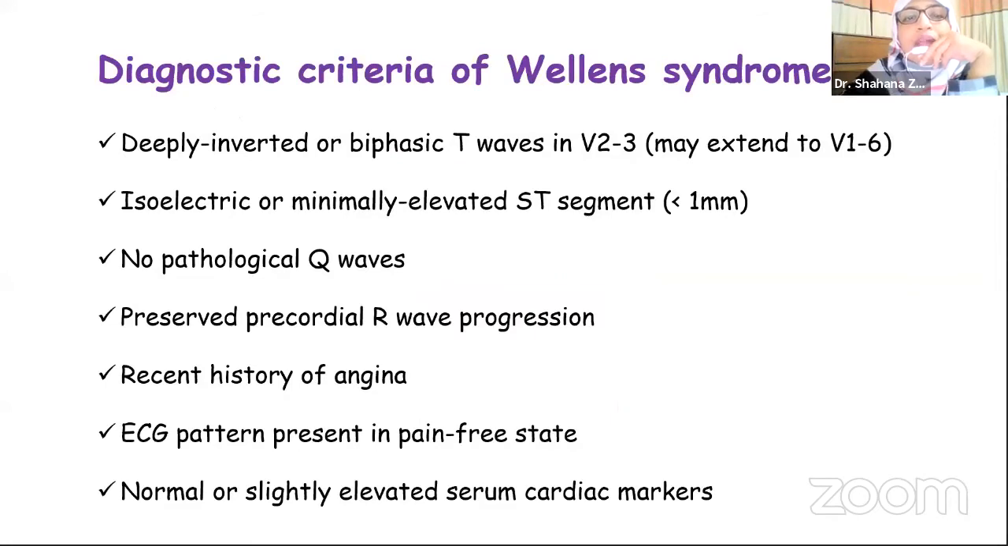There are some diagnostic criteria of Wellens' syndrome. Deeply inverted or biphasic T waves in V2 to V3, which may extend to V1 to V6. Isoelectric or minimally elevated ST segment, less than 1 millimeter. No pathological Q waves, preserved precordial R wave progression, recent history of angina, ECG pattern present in pain-free state, and normal or slightly elevated serum cardiac markers.